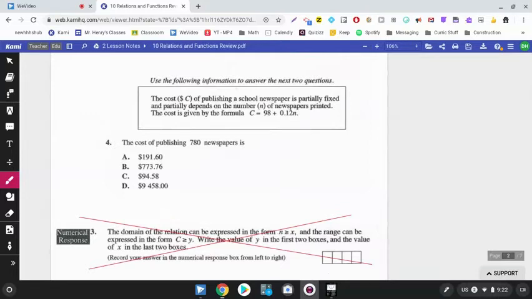The cost of publishing 780 newspapers is... So this is a great question. I could give it to you with an equation. A lot of times I'll give it to you with a graph and I'll say, hey, here's one of the values. Tell me the corresponding value.